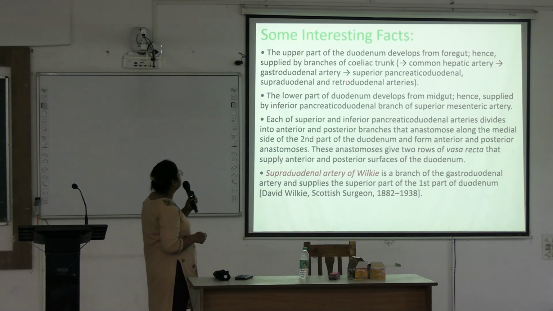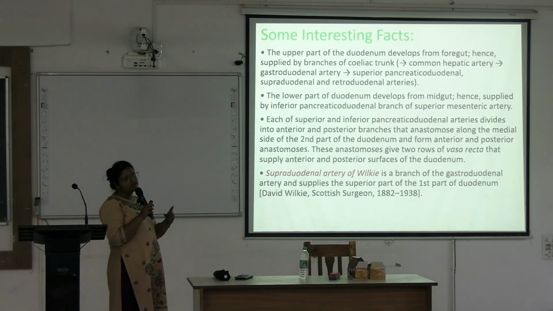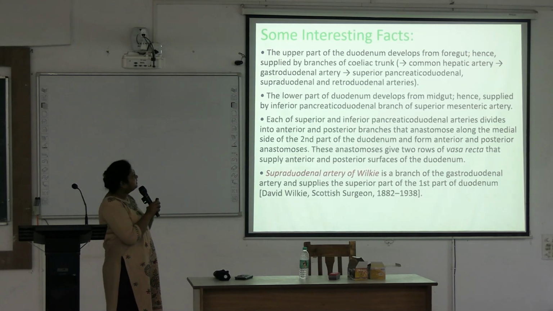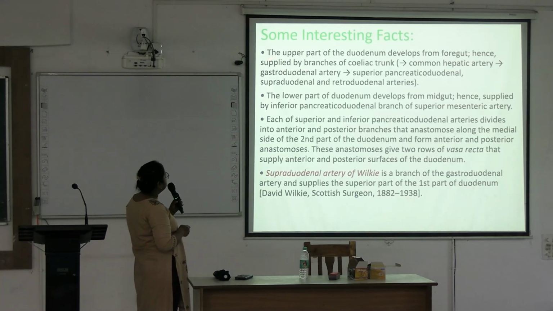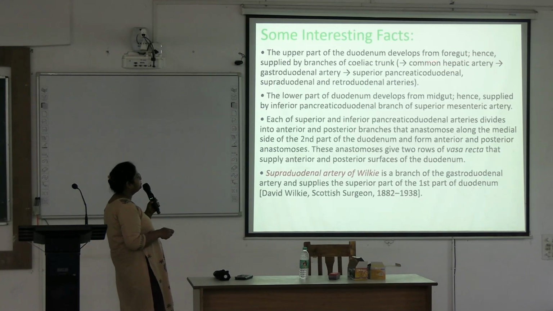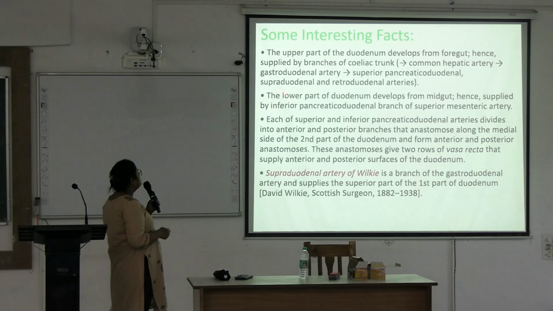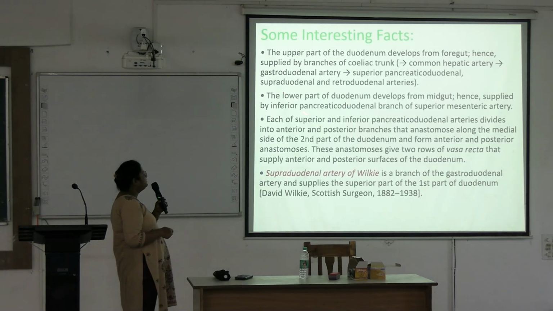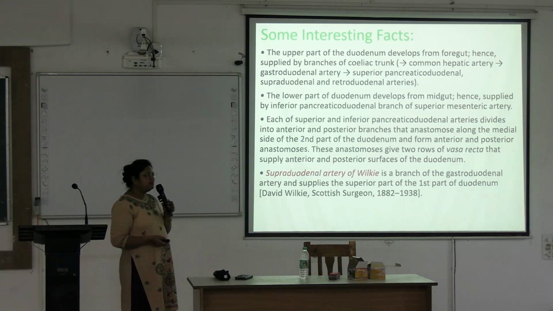The celiac trunk gives three branches: left gastric, splenic, and common hepatic. The common hepatic gives the gastroduodenal branch, and from there the superior pancreaticoduodenal, supraduodenal and retroduodenal arteries. And the lower part of the duodenum develops from the midgut, hence it is supplied by the inferior pancreaticoduodenal branch, which is a branch of the superior mesenteric artery.